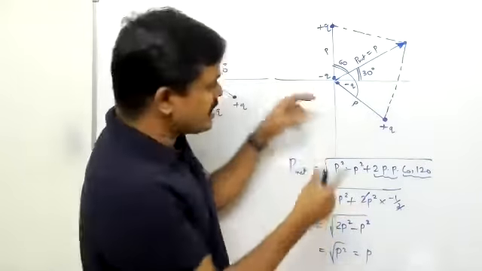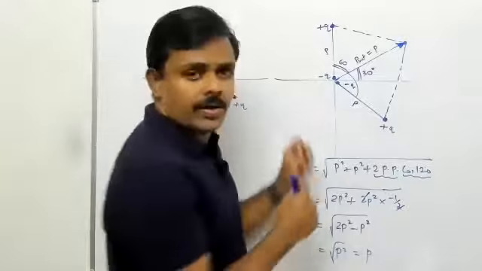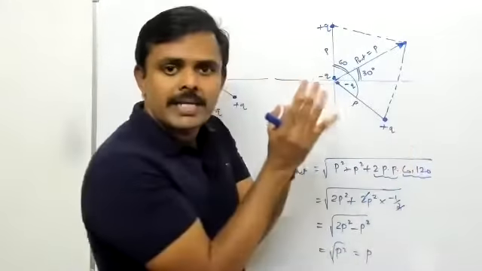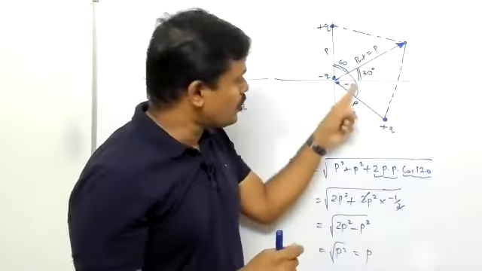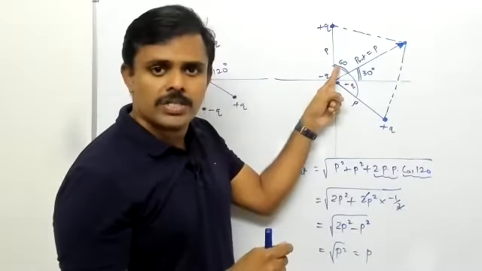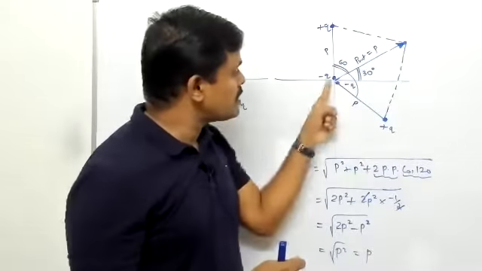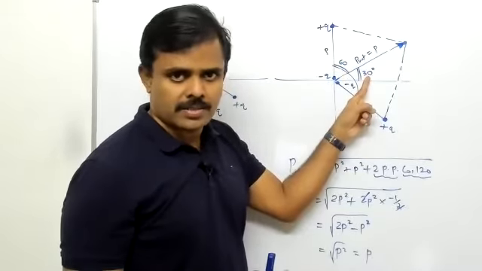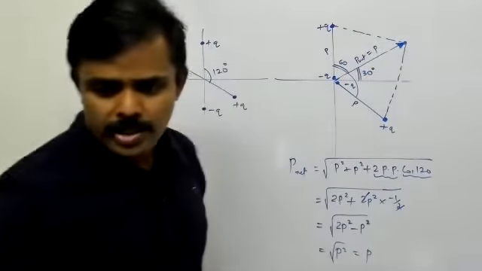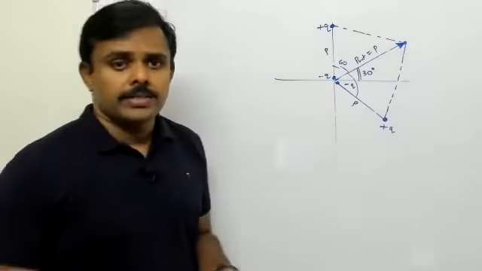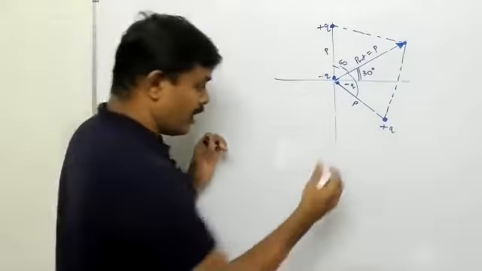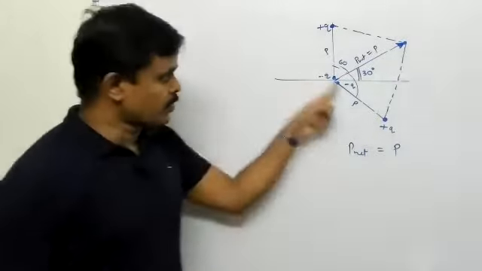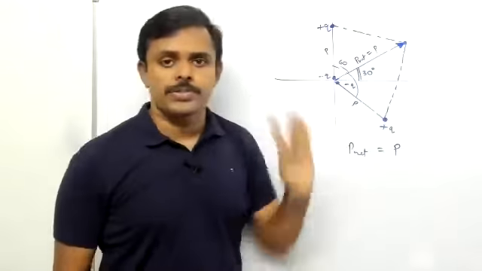Why? Because I said this vector and this vector are identical, no? If vectors are identical, the resultant will bisect the angle. So total angle is 120. This will be 60. Since this is 90, if this is 60, this has to be what? 30. So angle is 30. Did you understand this? Okay, so we have done the first part. We got net dipole moment as P itself. This was P, the resultant is also P.